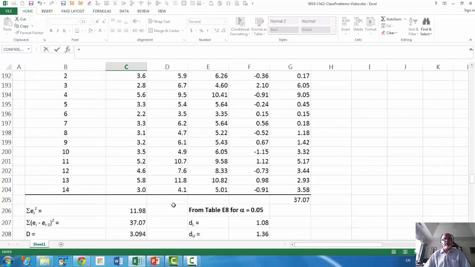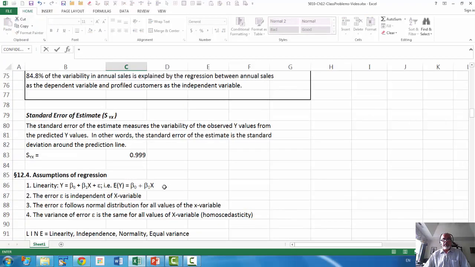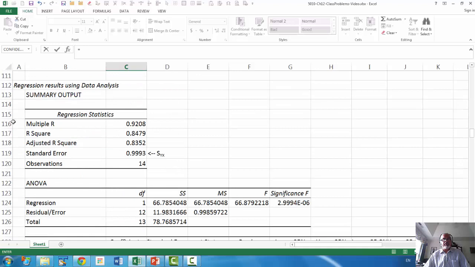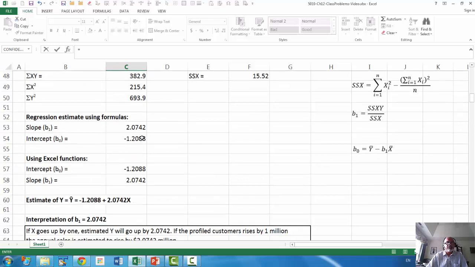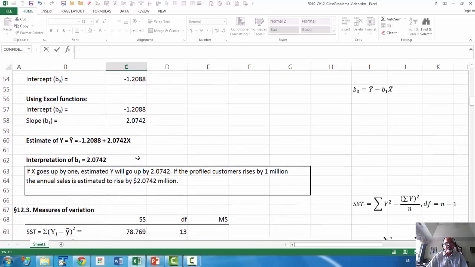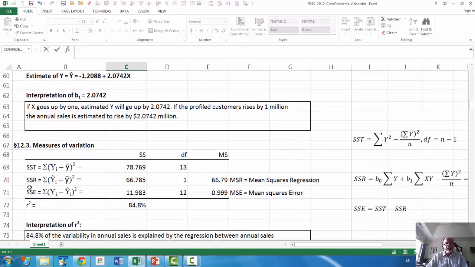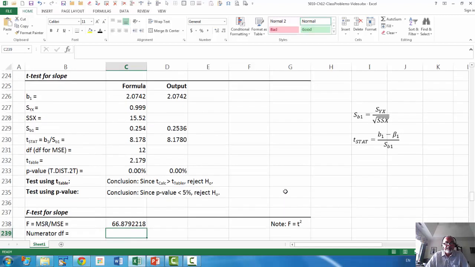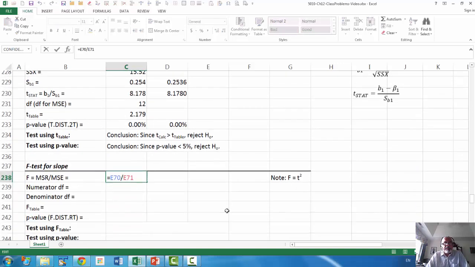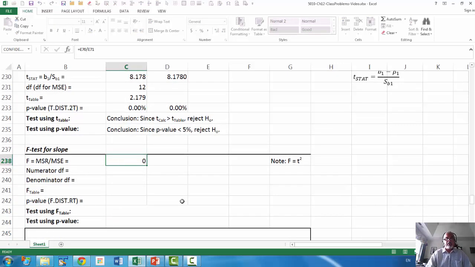So we can look at MSR. We can get the MSR value either from the data analysis regression output or from the table that we set up early on. So MSR is right there, then MSE is right below it. So that's our F statistic.